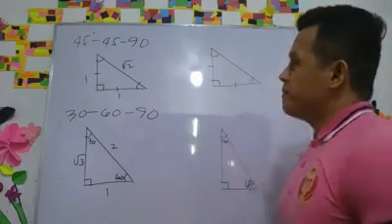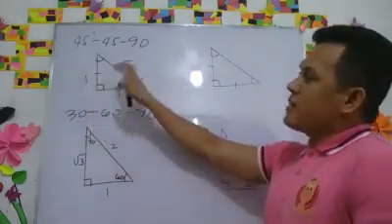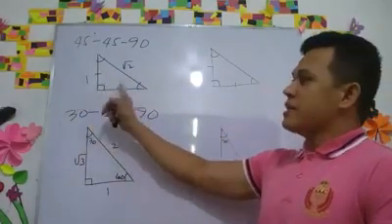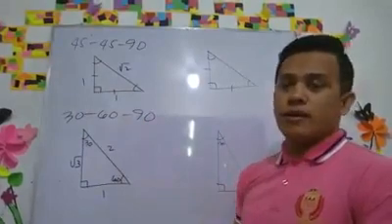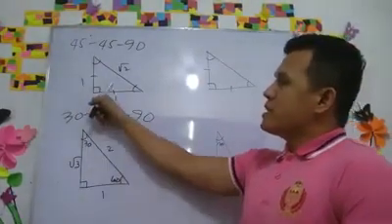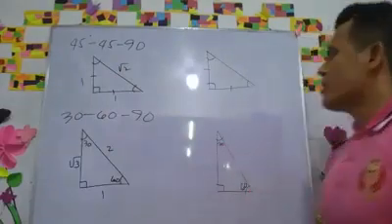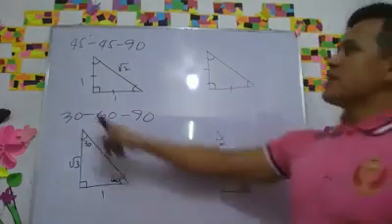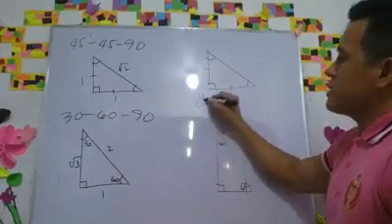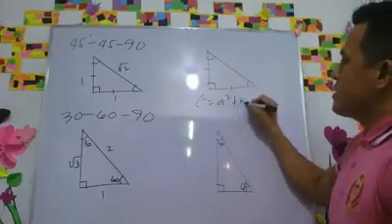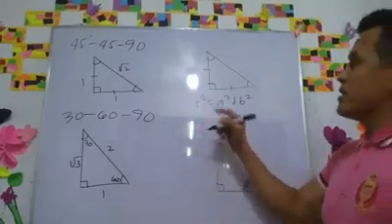Okay, now, a 45-45-90 triangle means it's an isosceles right triangle. It's isosceles because the two legs are congruent. Now, if this leg is 1 and this leg is 1, then the hypotenuse is square root of 2. Why? If we use the Pythagorean theorem, c squared equals a squared plus b squared, where a and b are the legs and c is the hypotenuse, which is the longest side.